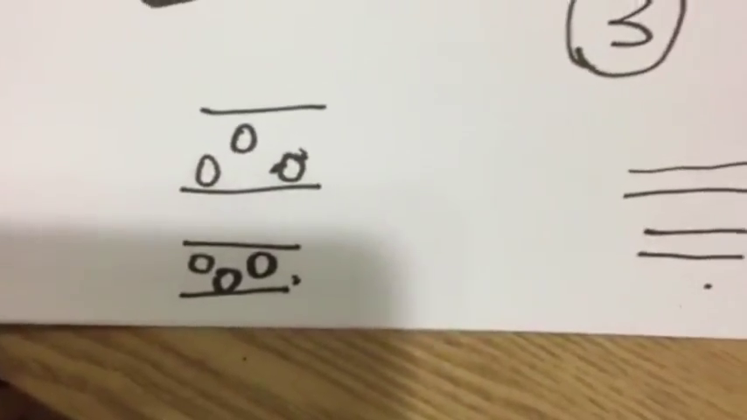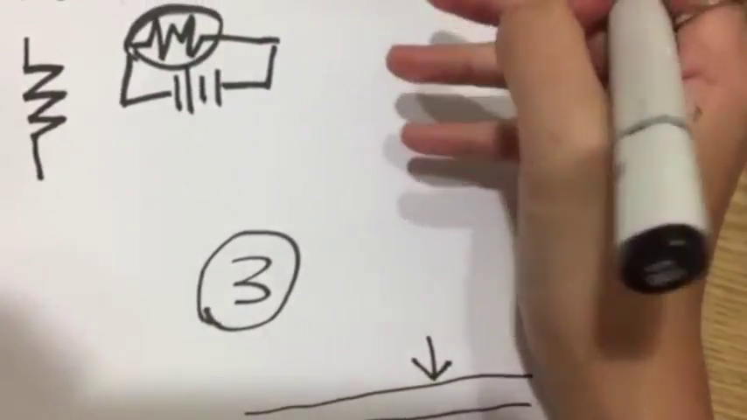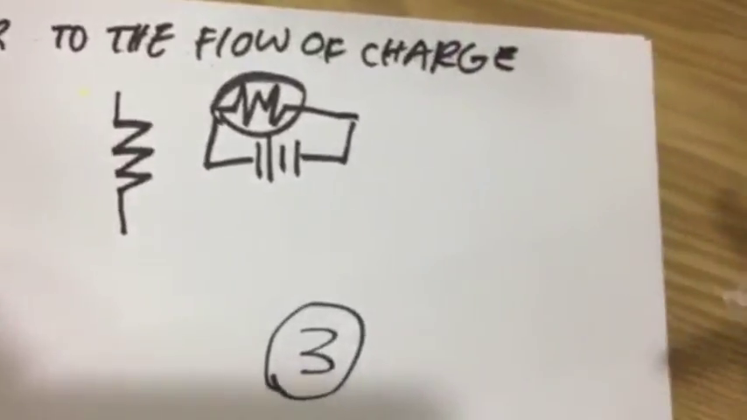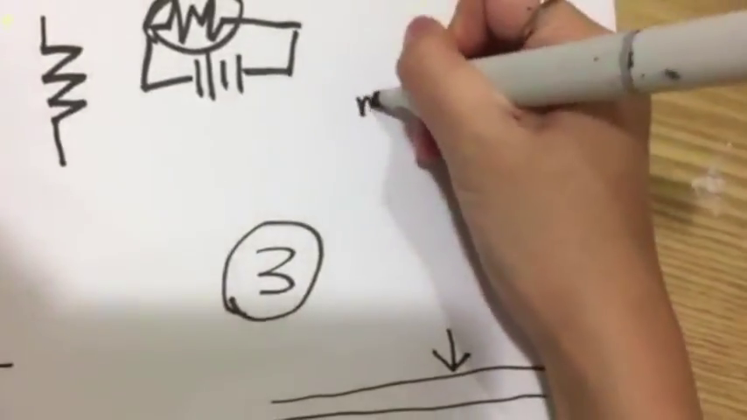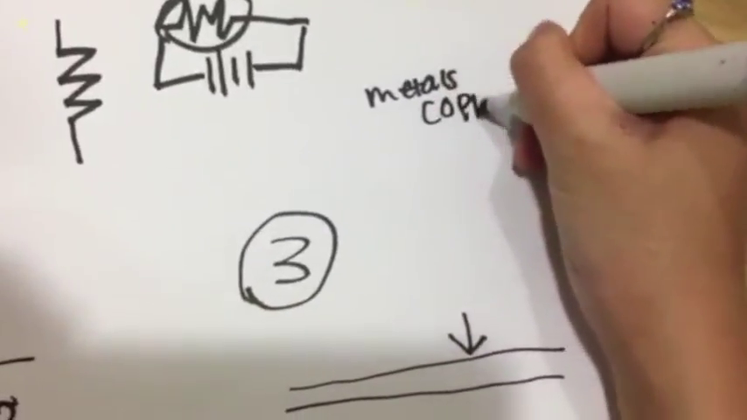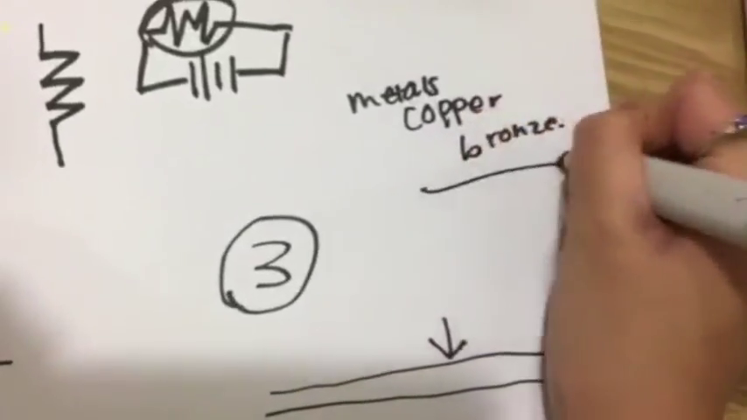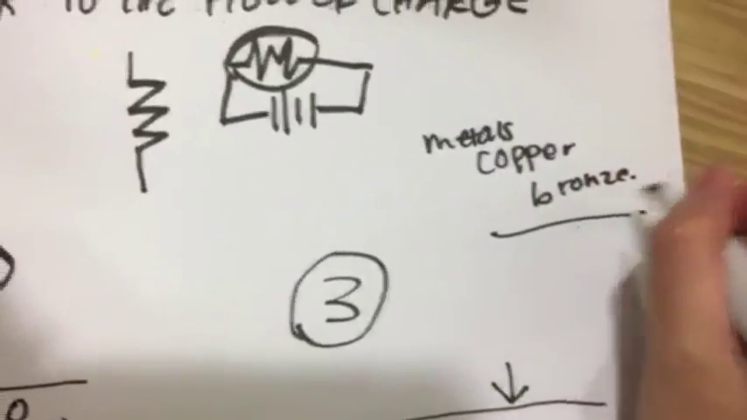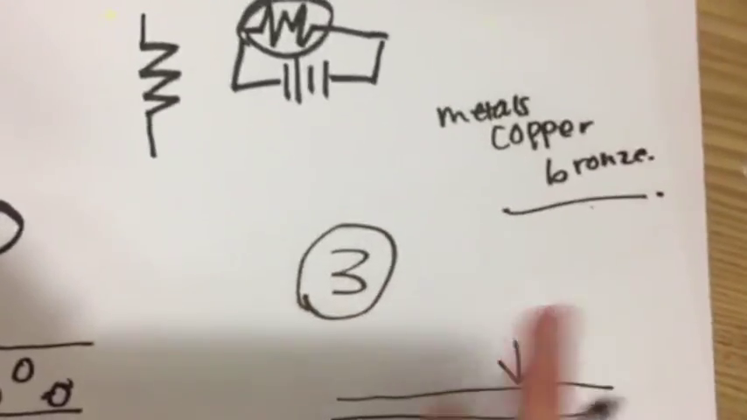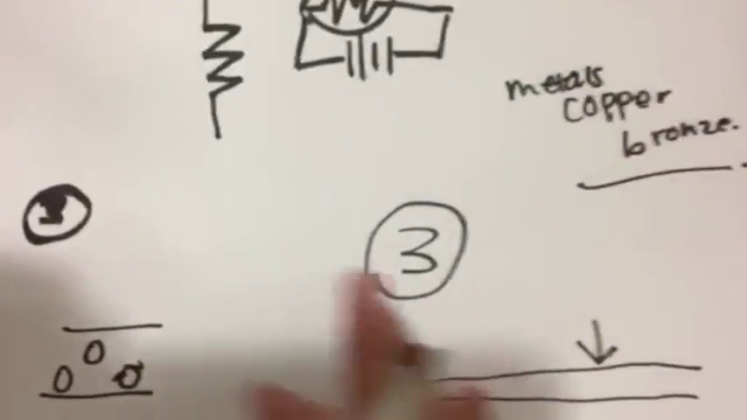Last and importantly, it's also the material. Resistance is affected by the material, and there are many things like metals, or copper or bronze. There are many other things. The different material that you use as the resistor determines the more or less resistance to the flow of charge.